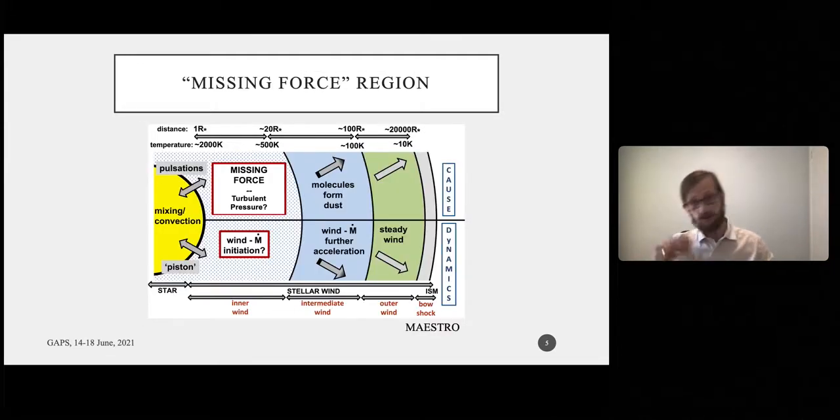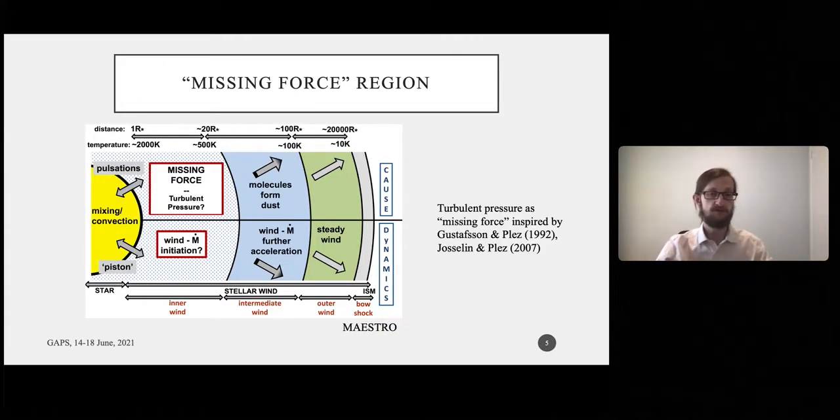The reason that this phase has such poorly understood mass loss is that there's this region near the surface of the star where the force that has been driving the initiation of the wind is not very well understood. However, for our work, we employ turbulent pressure in this region, as was suggested by, for instance, Gustafsson and Plez in 1992 and Josselin and Plez in 2007.